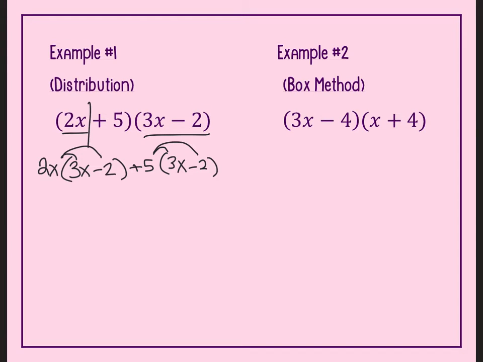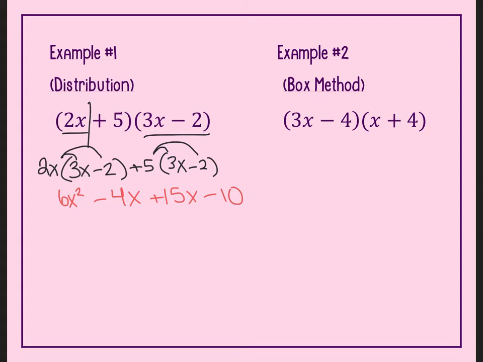So when I distribute, I'm multiplying. So 2x times 3x is going to be 6x squared. Then 2x times negative 2 is going to be minus 4x. Then we're going to do the 5 distributed into both of these numbers. So 5 times 3x is going to be plus 15x. And 5 times negative 2 is going to be minus 10.